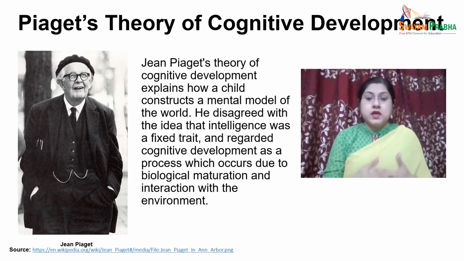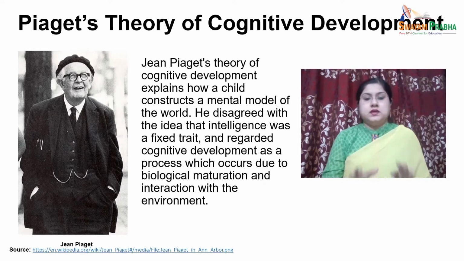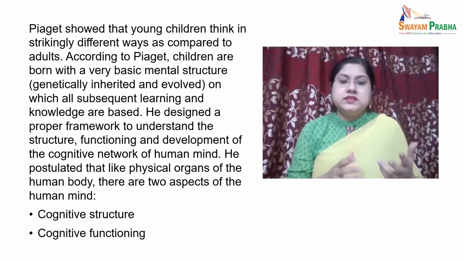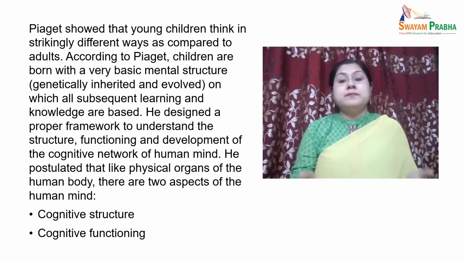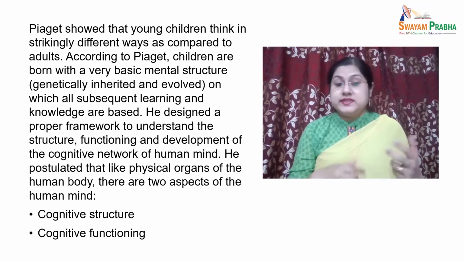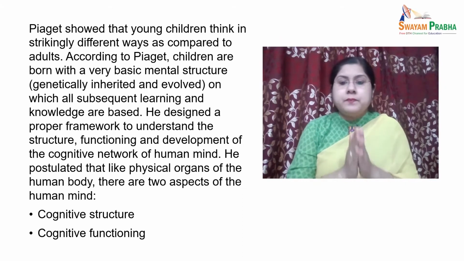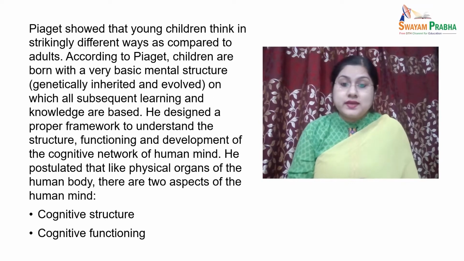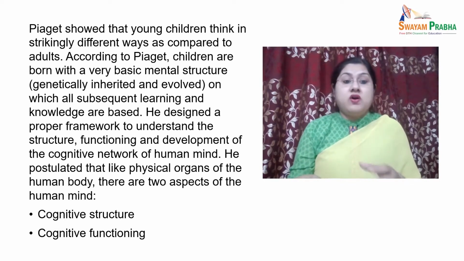Piaget was the first psychologist to make a systematic study of cognitive development. One of his most important contributions is a stage theory of children's cognitive development, which is the topic of discussion today. So Piaget showed that young children think in strikingly different ways as compared to adults. According to Piaget, children are born with a very basic mental structure, genetically inherited and evolved, on which all subsequent learning and knowledge are based. He designed a proper framework to understand the structure, functioning, and development of the cognitive network of the human mind. He postulated that, like physical organs of the human body, there are two aspects of the human mind, which he regarded as the cognitive structure and the cognitive functioning.